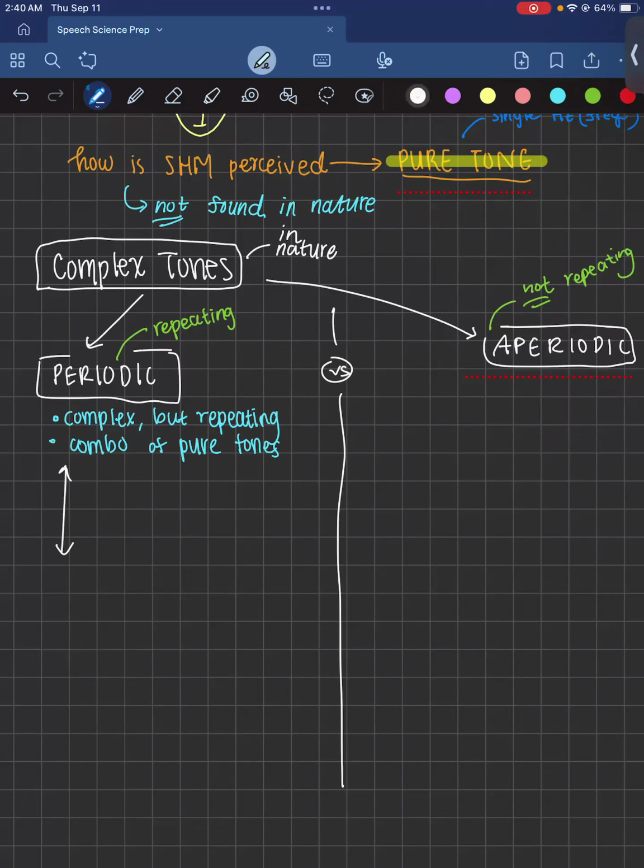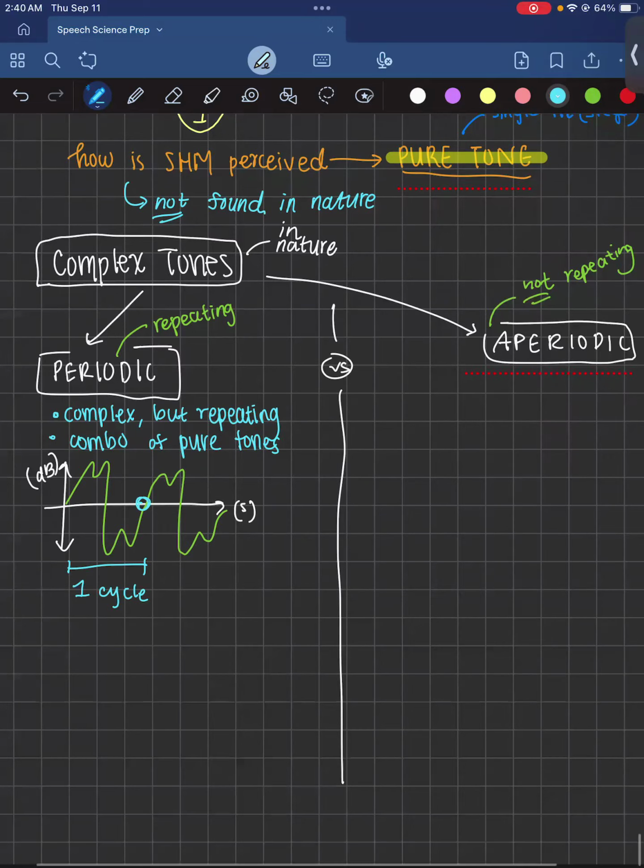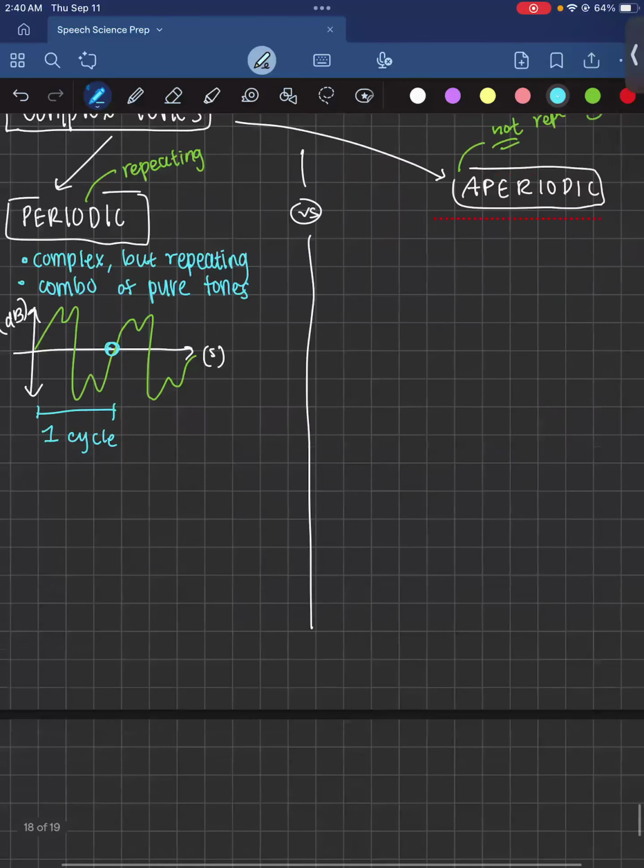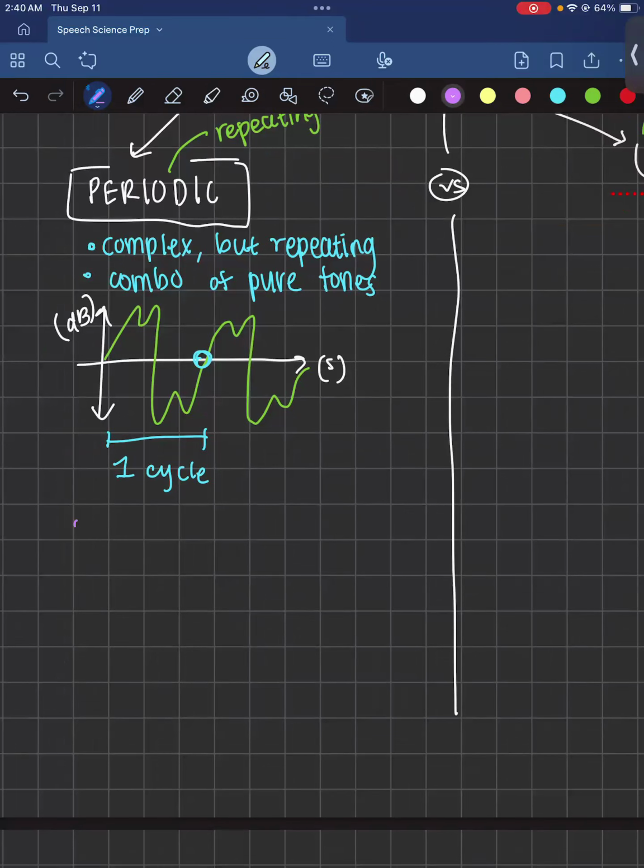So if we had this kind of waveform, once again, with seconds and decibels, we'll see something like this. So there is this repeating pattern, right? This still makes one cycle, and we can clearly define this cycle. So this is something that's repetitive. And what we hear is basically it'll sound like one note or one pitch, but it's not a pure tone.